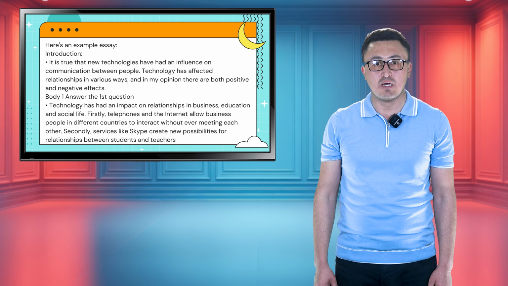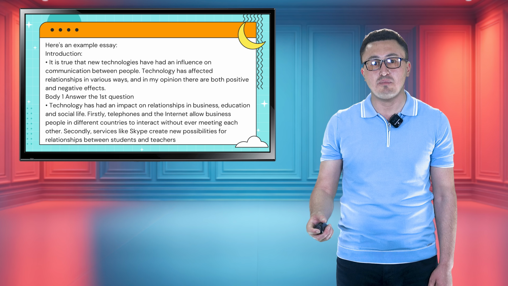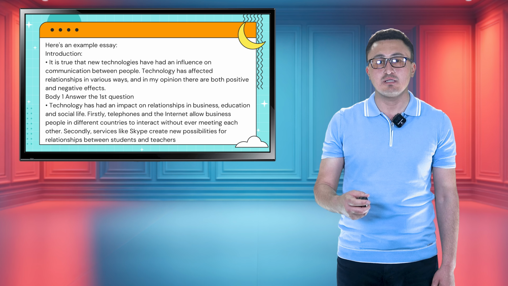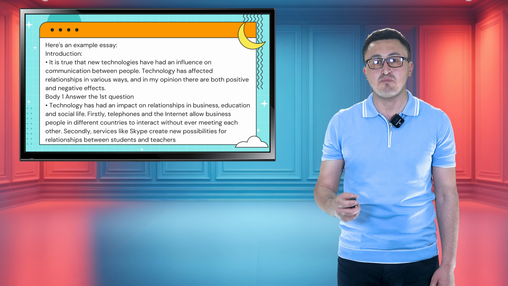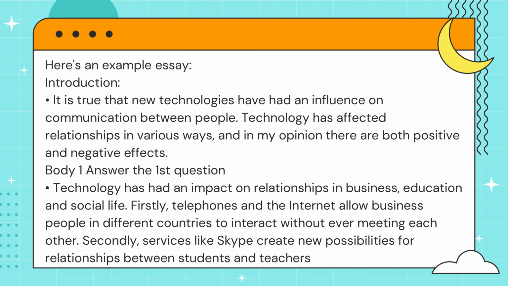In the first body paragraph, technology has had an impact on relationships in business, education, and social life. This is the topic sentence of the first body paragraph. Below, we'll give the supporting sentences for our answer.